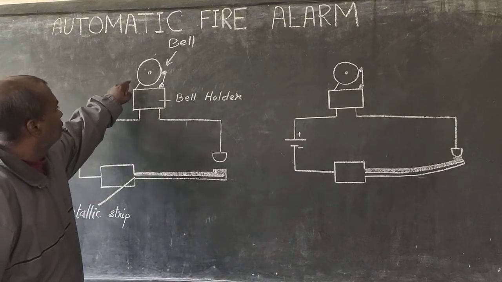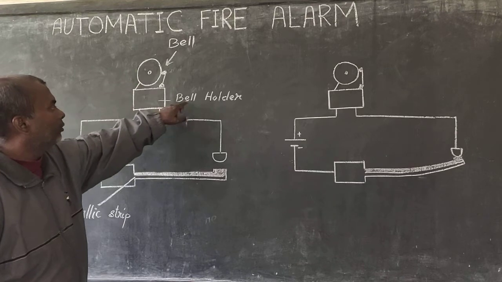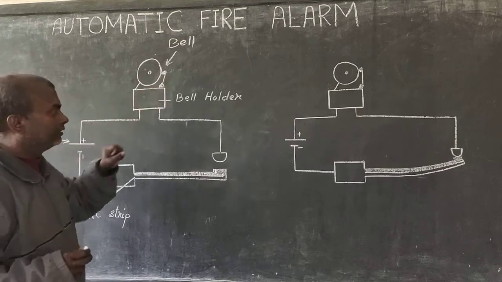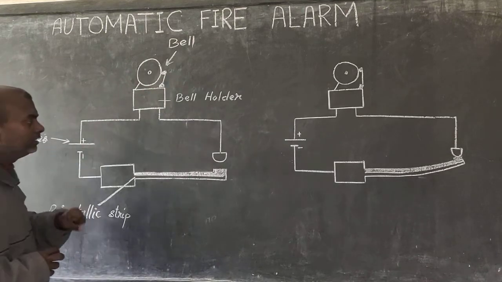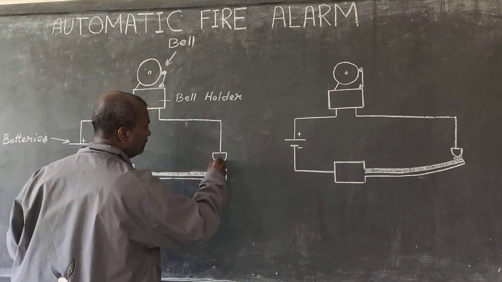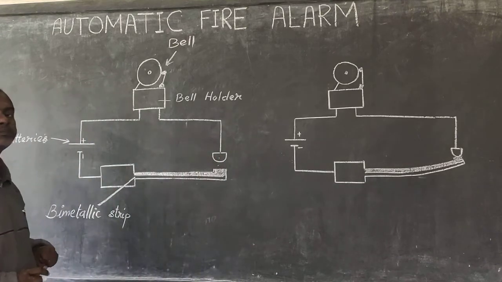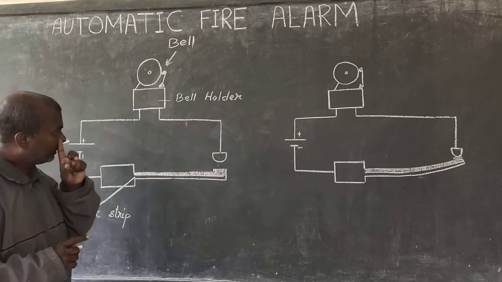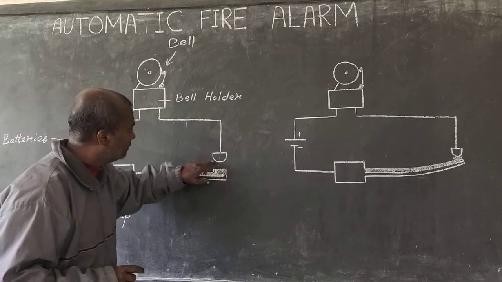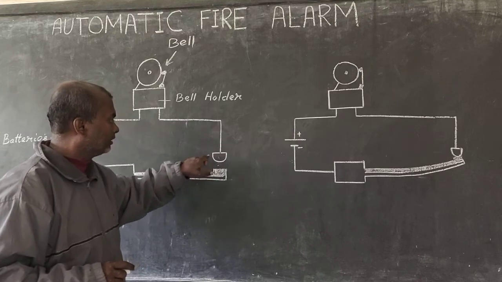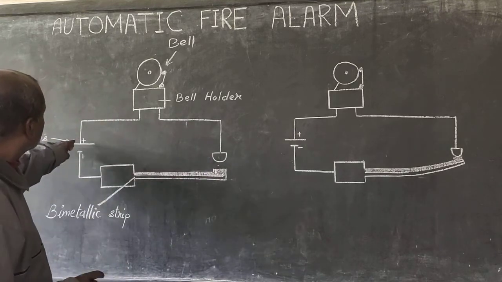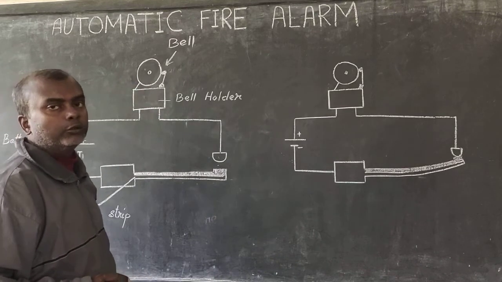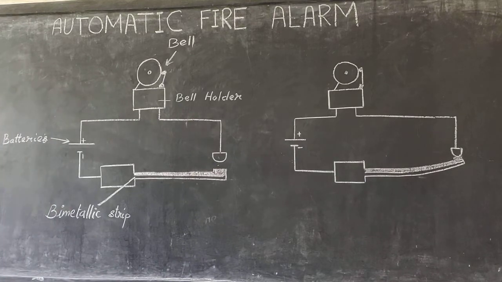This circuit is connected to a bell. There is a bell holder on top of which a bell is mounted. This is the hammer which rings the bell. As you can see right now, the circuit is incomplete because there is a gap between this point of contact and the bimetallic strip. So the bell will not ring. It will only ring when there is contact between these two points. When this point touches this point, only then will the current start flowing through the circuit, and that current will make the bell ring. So how will that happen?